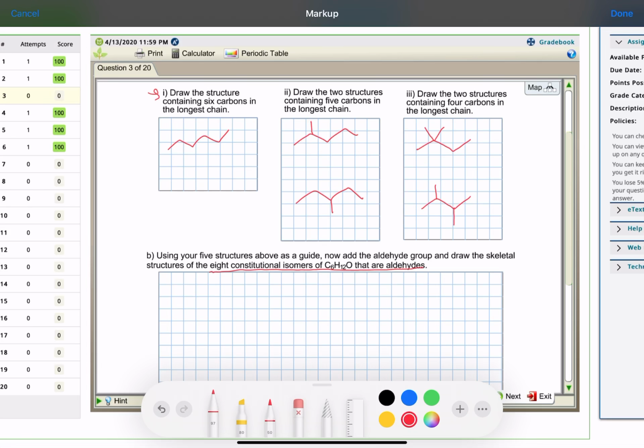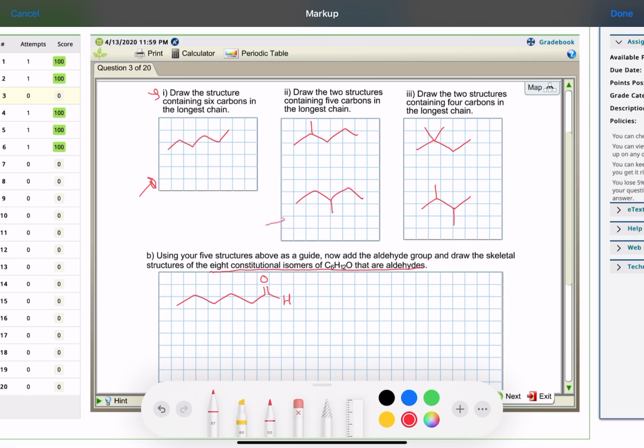Now down here, it's asking you to use the 5 structures that you just drew, the 5 carbon skeletons that you just drew, to come up with 8 constitutional isomers that are aldehydes. So we're going to start with the first one in box I, and we're just going to turn that molecule into an aldehyde by adding the carbonyl group at the end of the carbon chain.